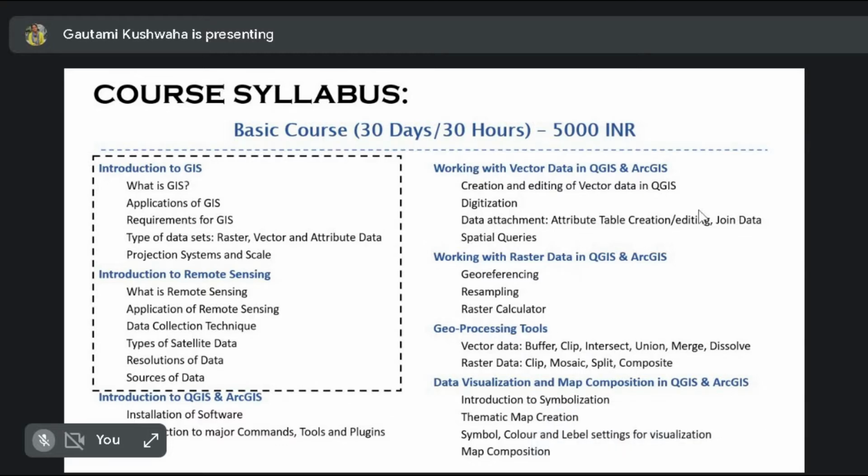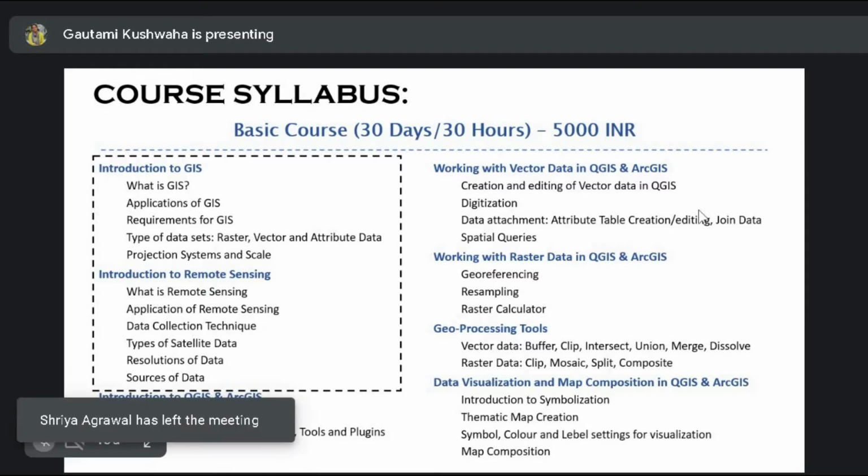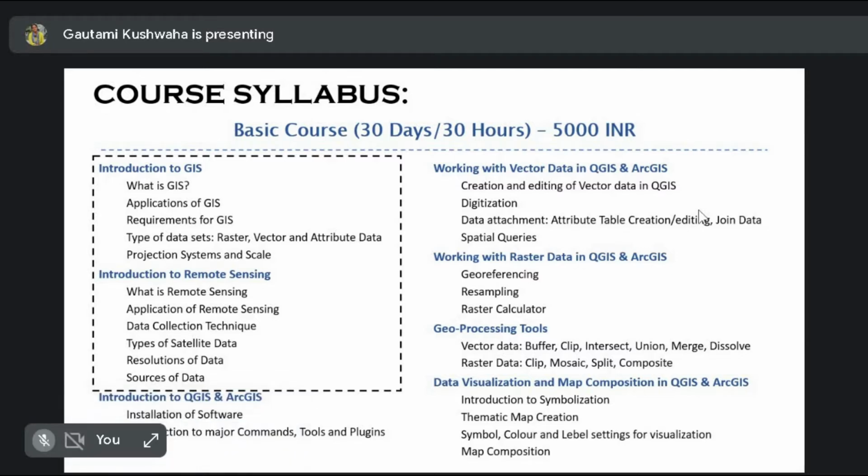So these two topics, introduction to GIS and introduction to remote sensing, are going to be theoretical. We will be covering these two topics first, so that your foundation is clear about GIS and about remote sensing datasets. And then we will move on to the software and to the practical part. That is how to install the software, how to use the plugins, then how to create datasets, how to create vector files, how to do digitization, how to attach tabular data to your GIS data, right? That part.